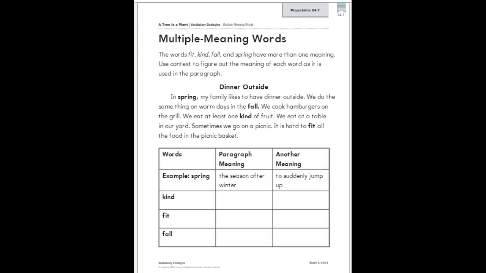We cook hamburgers on the grill. We eat at least one kind of fruit. We eat at a table in our yard. Sometimes we go on a picnic. It is hard to fit all the food in the picnic basket.